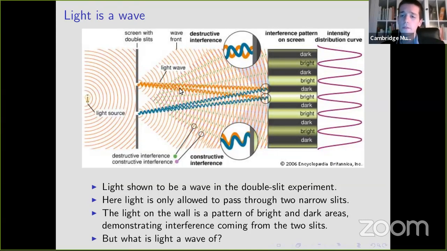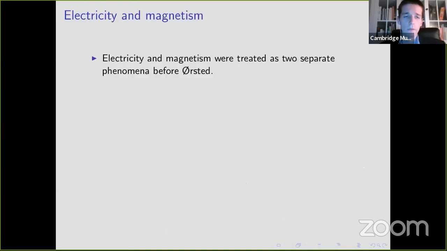But if it is a wave, what is it a wave of? We have waves of water, where water is the medium. And this would take some development in electricity and magnetism. Electricity and magnetism were treated as two separate phenomena before Ørsted, the Danish physicist.